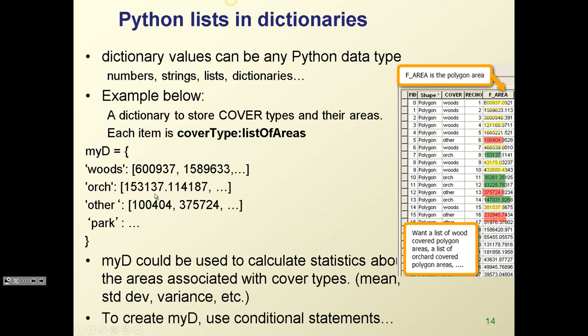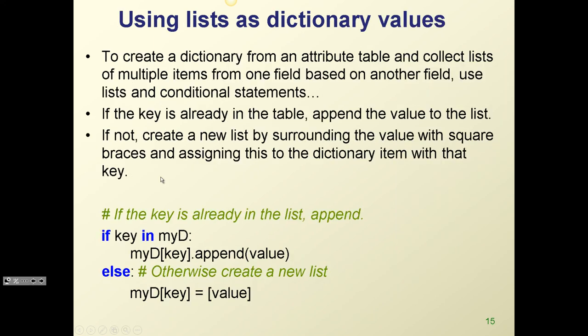We could do something pretty similar. If you create a dictionary that has woods and then the lists of areas, you could compute statistics on them, like you could find the mean area, the standard deviation, and so forth. If your goal is to create a dictionary like this, where the cover type is the key and a list of areas is the value, then you again need to use a similar structure to the one we used before. But this time we're creating lists in our dictionary. That conditional statement is going to look something like this.